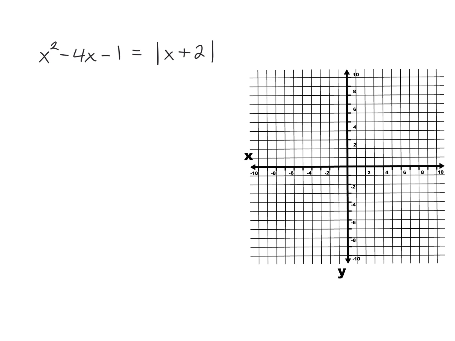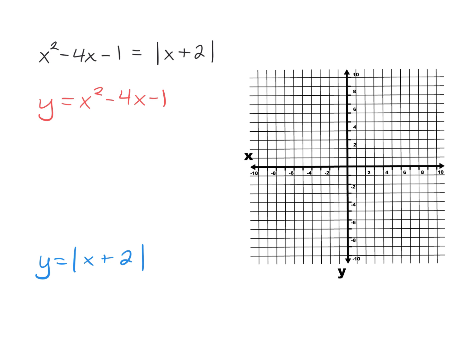What's the first step? Rewrite it. So I have y equals x squared minus 4x minus 1. Leave some space under that one. And then my second one is y equals absolute value of x plus 2. Out of these two equations, which one do we know how to graph? The second one, right?